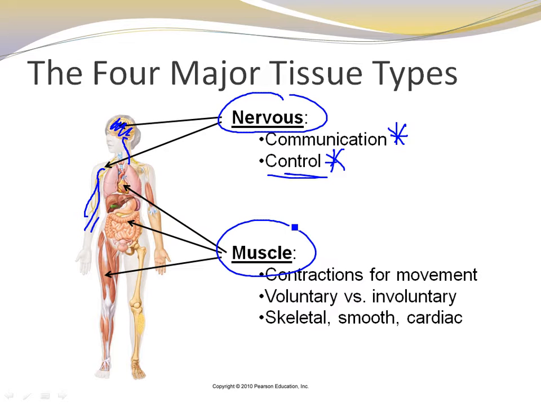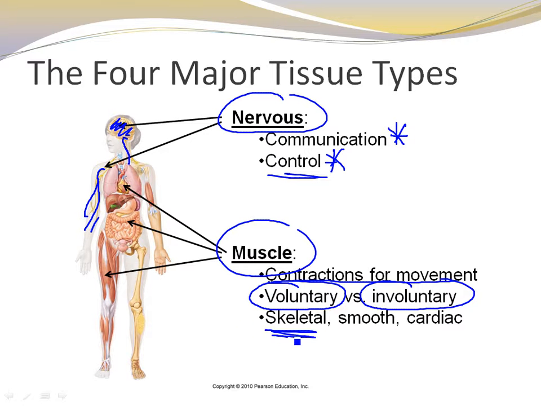Okay, and then what about muscle tissue? We all know what muscles are. You guys know that you contract your muscles so that you can move. So that's not going to be a surprise to you that a major function of muscle tissue is contractions for movement. Now those muscles that you contract to move, you guys know you can control that by thinking about it. So that's voluntary type muscle tissue. But then you have muscles in various locations in your body that you don't have to think about to move. Those are involuntary muscles.